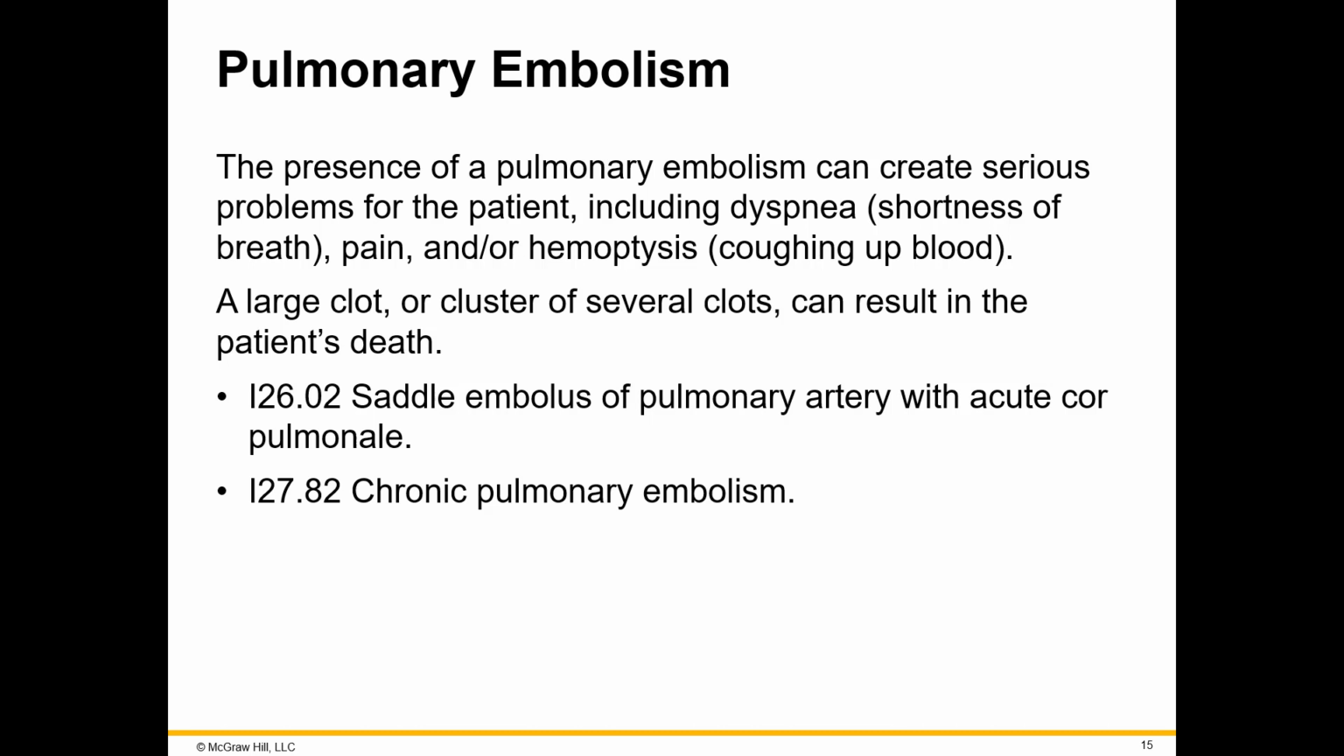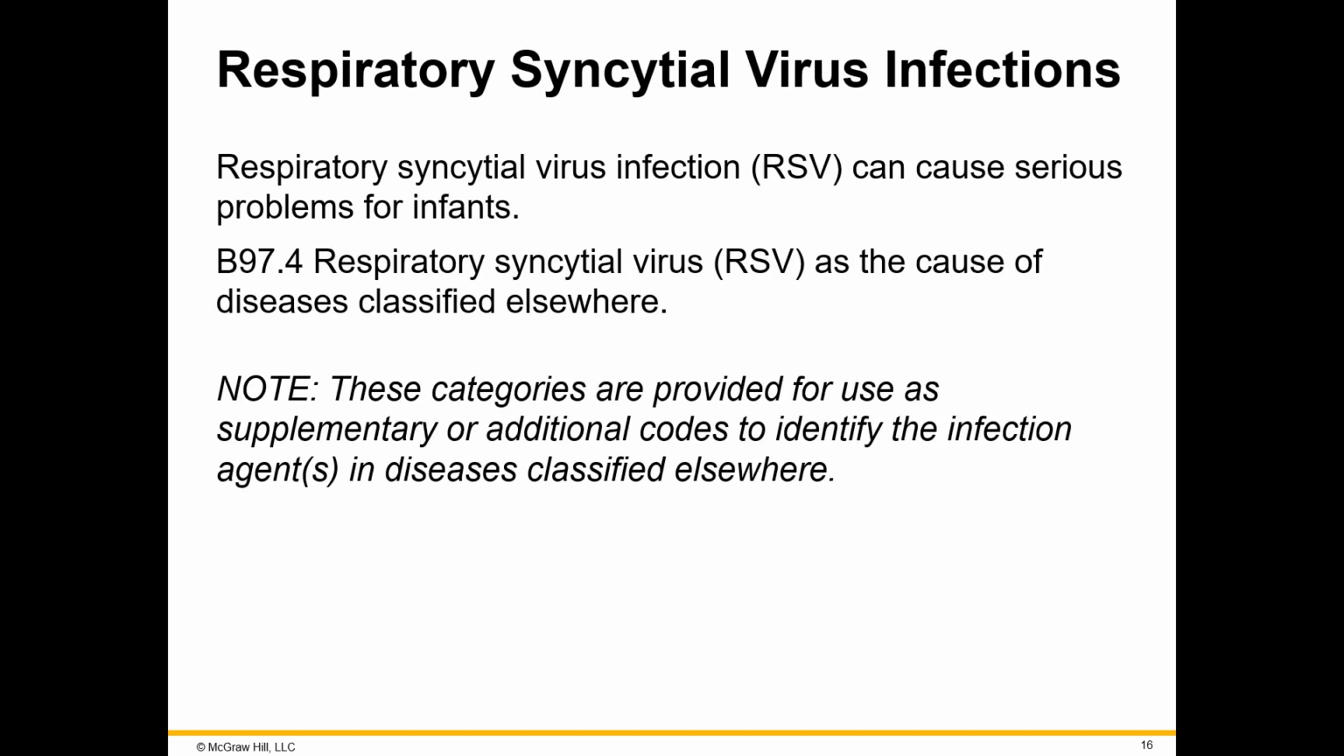I27.82 chronic pulmonary embolism. Respiratory syncytial virus infections, also known as RSV, can cause serious problems for infants. B97.4 respiratory syncytial virus, RSV, as the cause of disease classified elsewhere. Note that these categories are provided for use as supplementary or additional codes to identify infectious agents in a disease classified elsewhere.